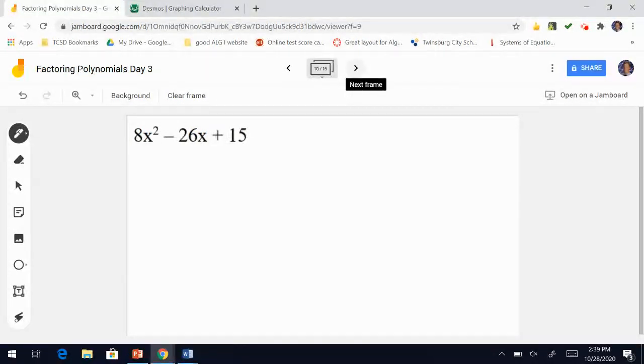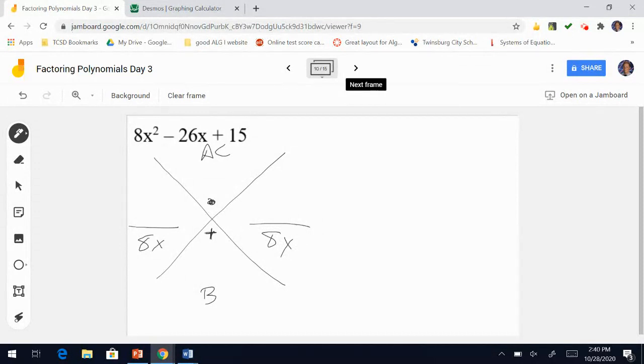8x squared minus 26x plus 15. Ooh, bigger numbers. No big deal, right? What do we have to do first? The first thing you run into is a positive 8. So we know that we're going to do that big X method, and it's going to be a times c, and it's still going to be plus b in the bottom. And then our side wedges are always going to be that coefficient with x. So it's 8x over 8x.